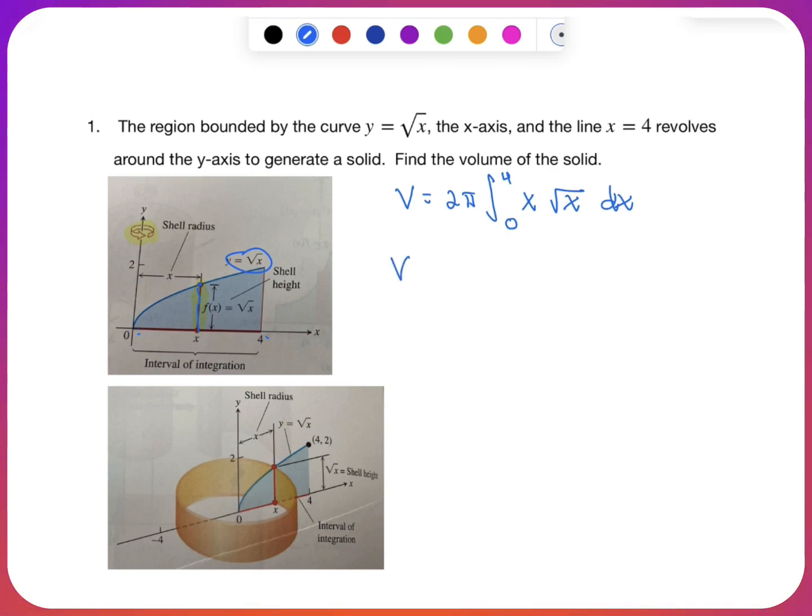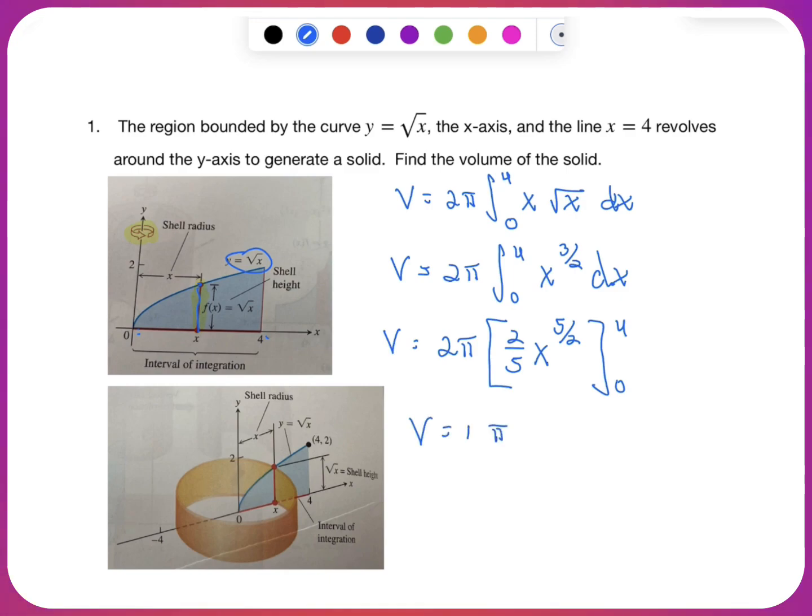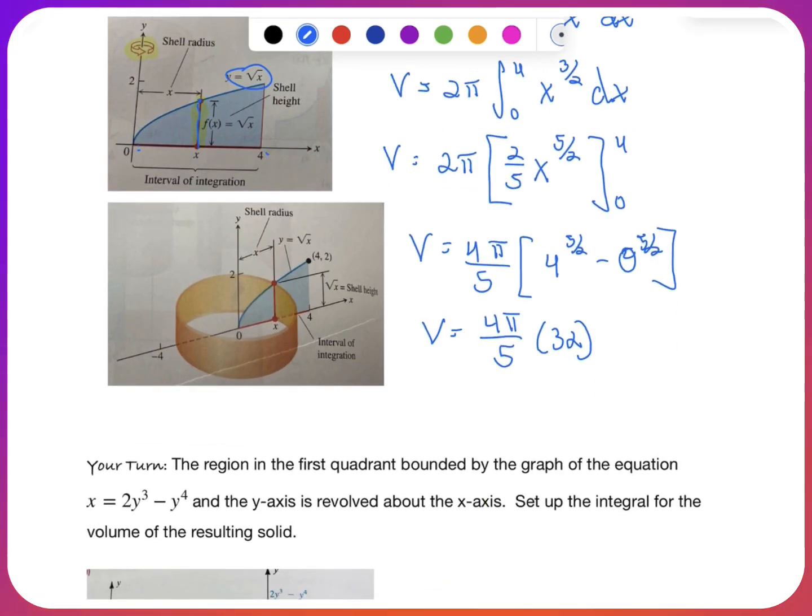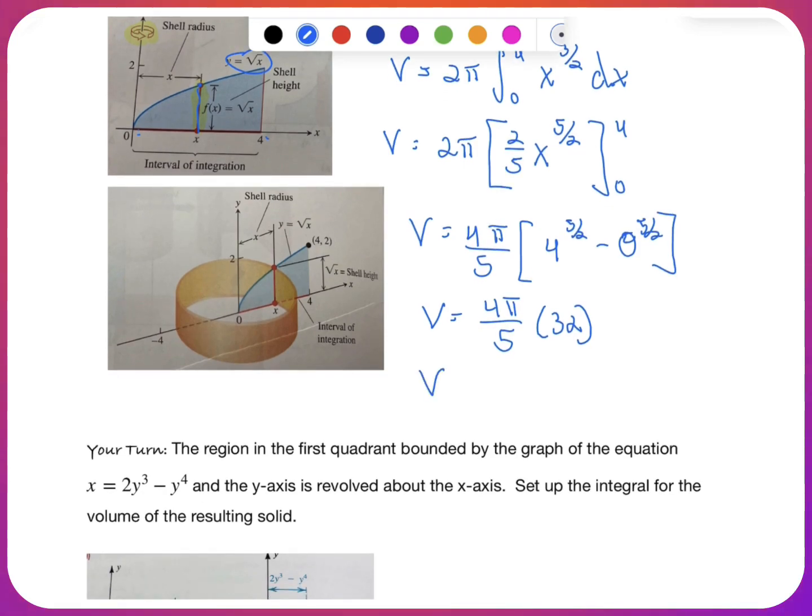Okay, I'm going to do some simplifying down. x times the square root of x is just x to the 3/2 power. And then we can integrate this using the power rule. And now we're going to evaluate, plugging in 4 in place of x minus plugging in 0 in place of x. I'm just going to simplify that down really quickly. Notice I factor out the 2/5. It's just easier to work with. You can do it whichever way you want. And I end up with, let's see, 4 to the 5/2 power is 32. And then multiplying that by 4 gives us 128 pi over 5.